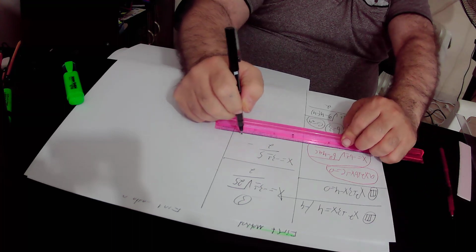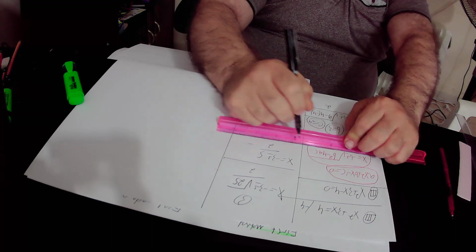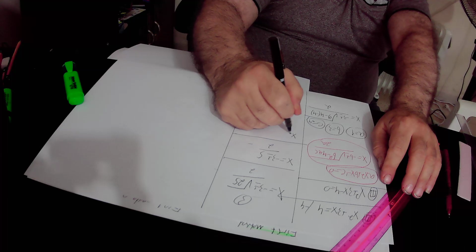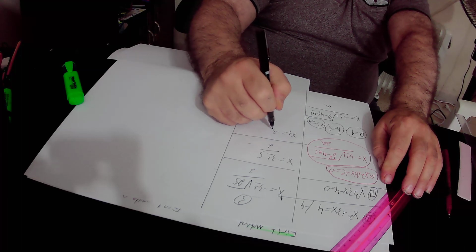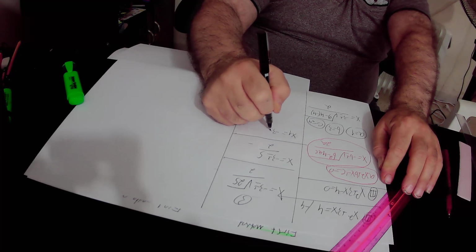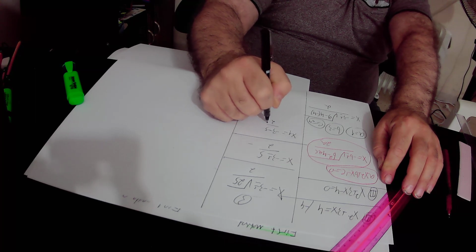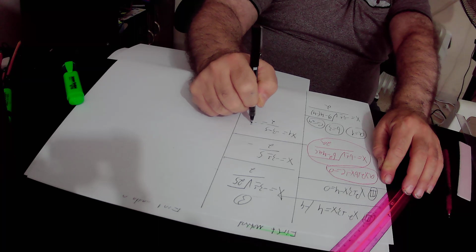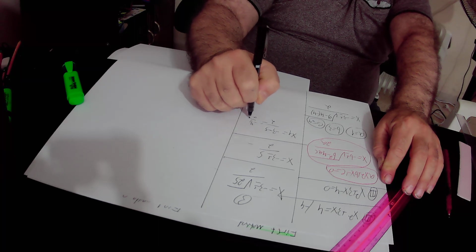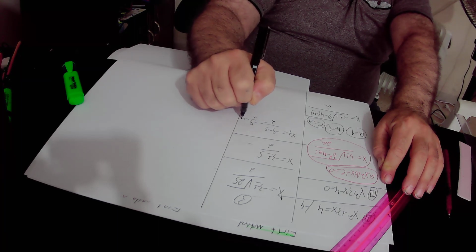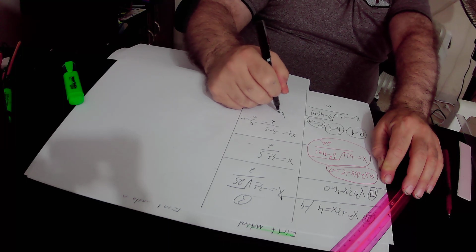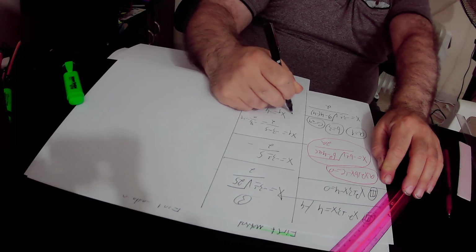So here we will have two possible solutions for x. The first solution is x1 equals minus 3 minus 5 over 2. Minus 3 minus 5 is minus 8, and minus 8 over 2 is minus 4. So we found that x1 equals minus 4.